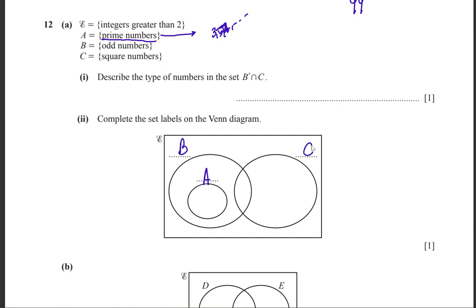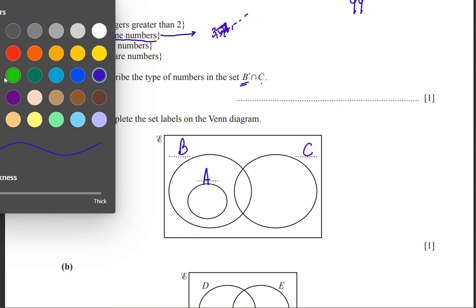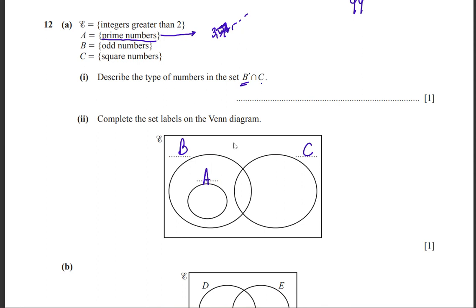So this is C. Describe the type of numbers in the set B dash intersect with C. I am going to draw it first. Where is B dash intersect with C? B dash is what is outside B, intersect with C, in this part. What is C? C is the square numbers. So the square numbers are of two types, even or odd. This part is the odd square numbers, and this is the part of even square numbers.